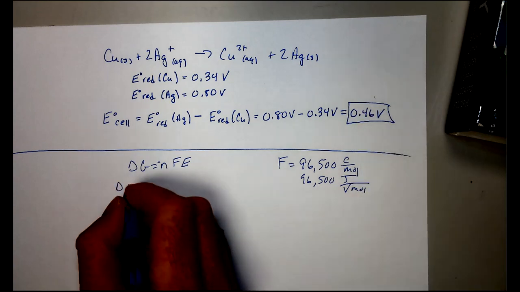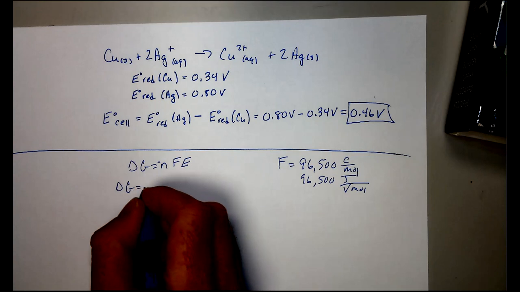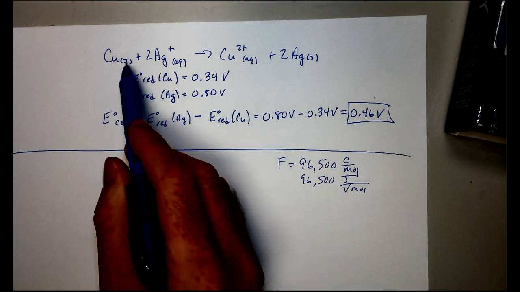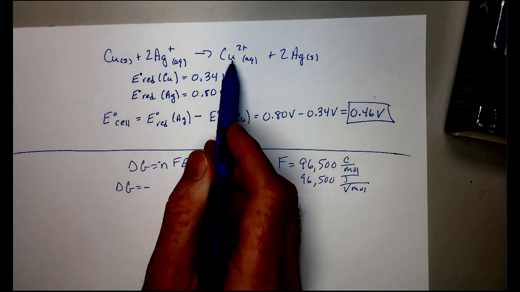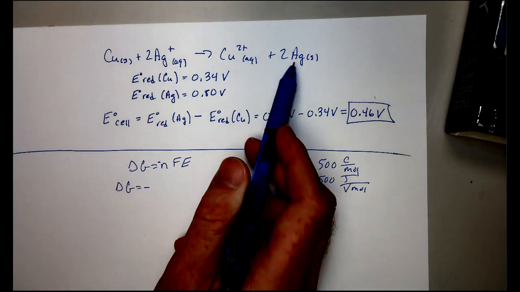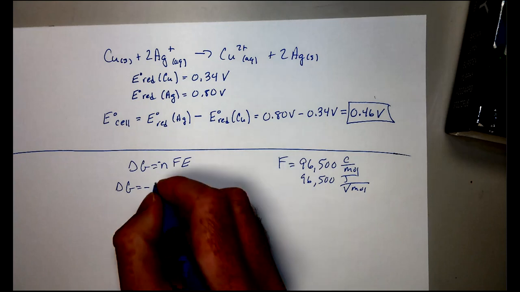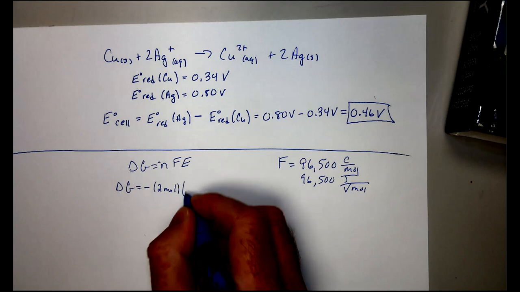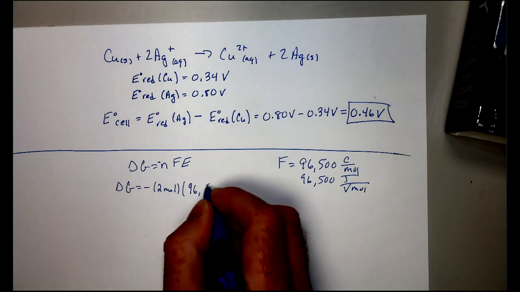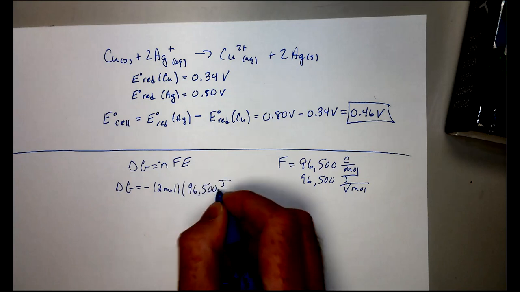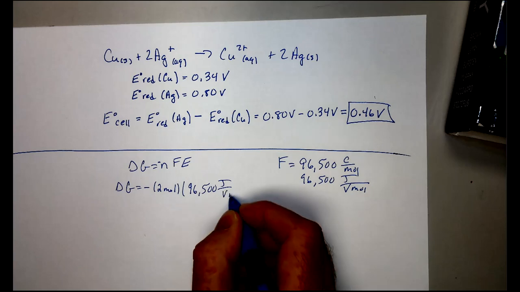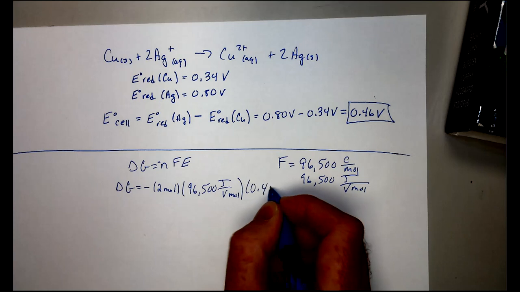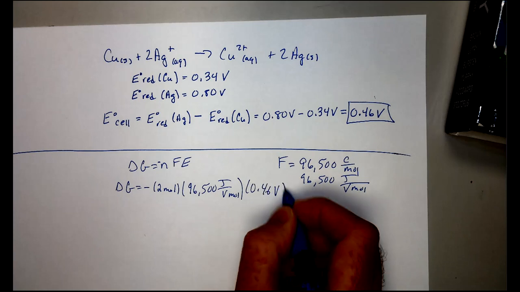So delta G equals negative N. What's N? Copper is losing 2 electrons there. I need 2 silvers, gaining 2 electrons there. So N is 2 moles of electrons. My Faraday constant is 96,500 joules per volt per mole. And then the E is 0.46 volts.